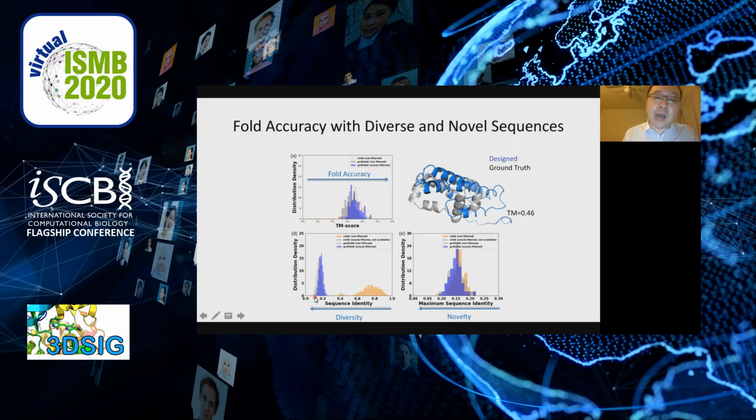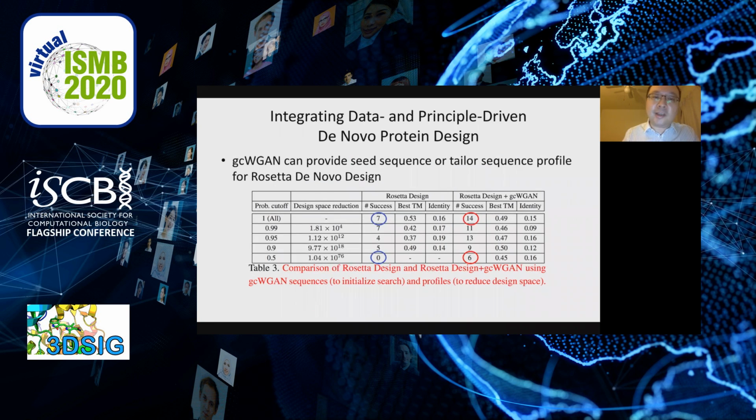More importantly, our designs are much more diverse among each other, and much more novel compared to the baseline. Lastly, we integrated the data-driven approach with the principle-driven Rosetta. If we let the GAN serve the seed designs in Rosetta, the success can be doubled. And if we use the profiles of the GAN to reduce the sequence space by 10 to the 76th, when Rosetta cannot find successful designs, the GAN can still help Rosetta find a lot of successes.